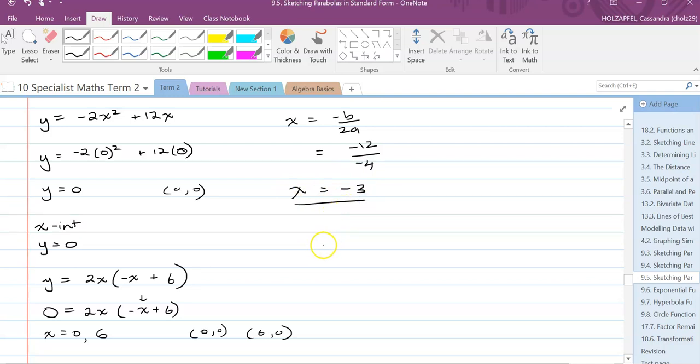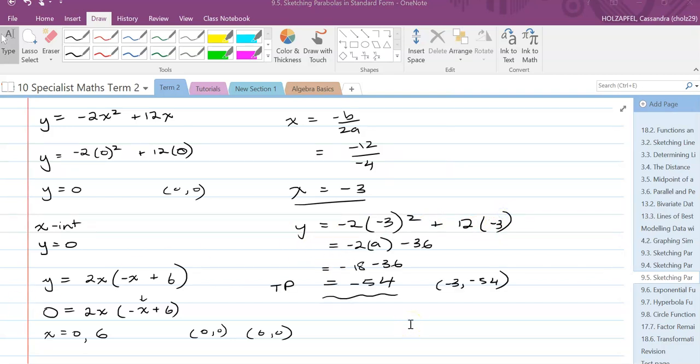Okay, so we have our x coordinate now. Let's substitute that back into the original equation to find our y coordinate of our turning point. So y is equal to negative 2 times negative 3 squared plus 12 lots of negative 3. Let's go ahead and finish this off. Okay, there we go. So we've got our turning point at negative 3, negative 54. So we've got 3 unique points that we can use to sketch our parabola now.